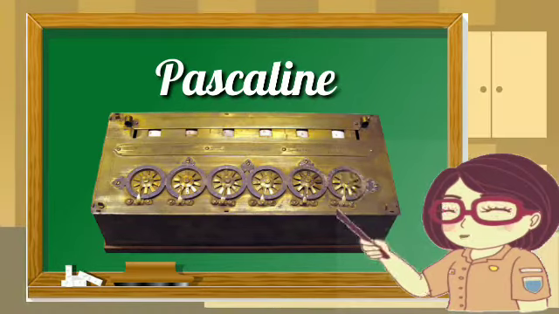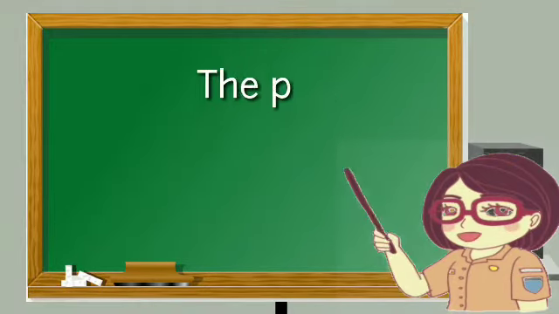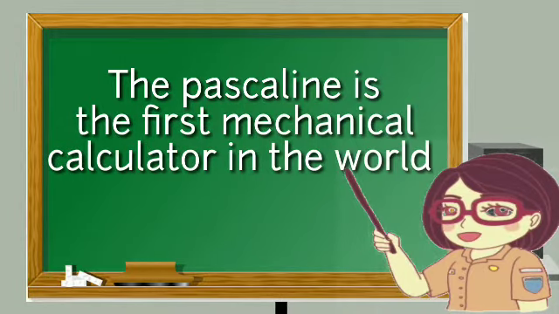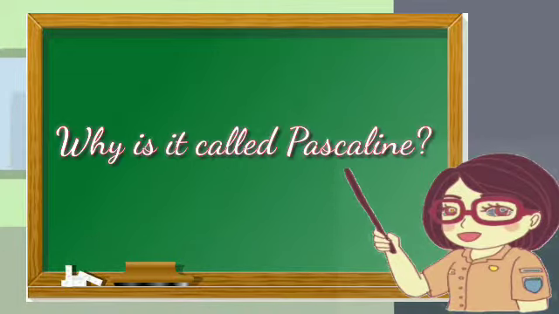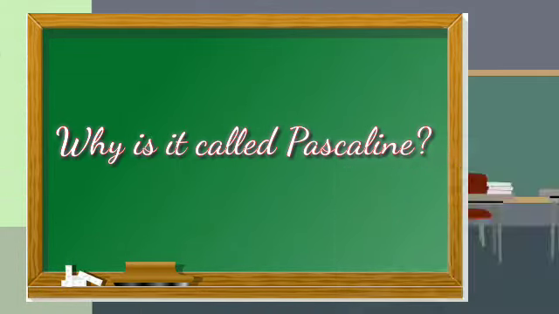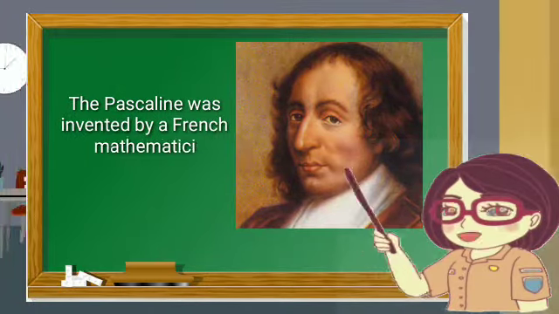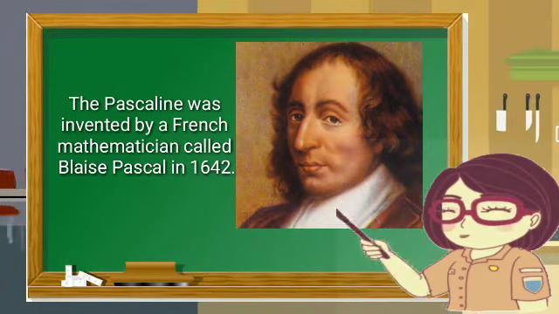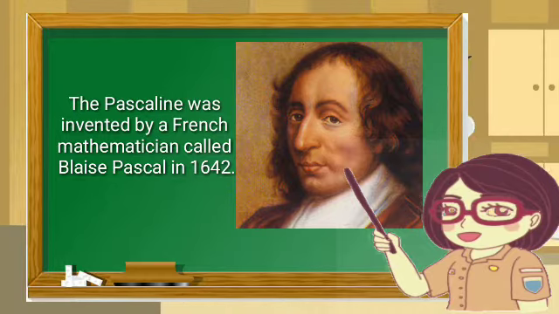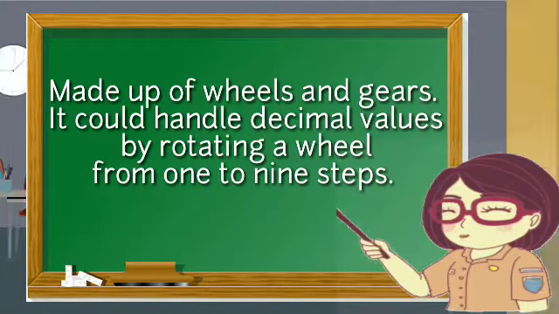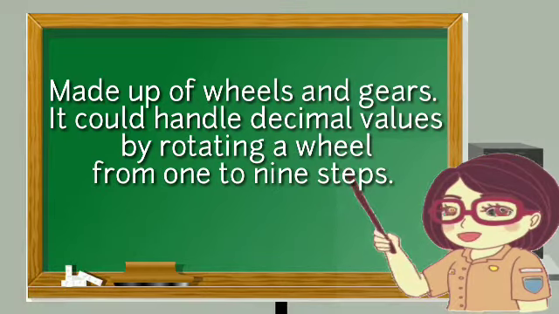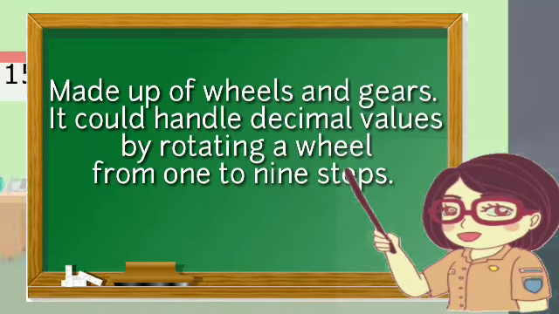Now, let's talk about the Pascaline. What is this Pascaline? It is the first mechanical calculator in the world. And why is it called the Pascaline? The Pascaline was invented by a French mathematician called Blaise Pascal in 1642. It is made up of wheels and gears. It could handle decimal values by rotating a wheel from 1 to 9 steps.